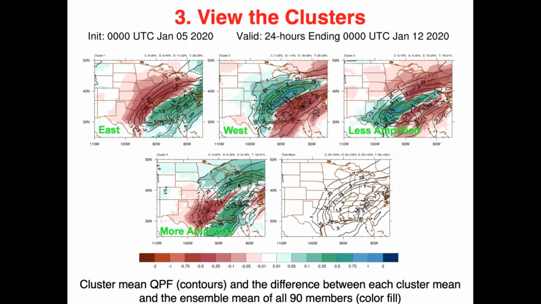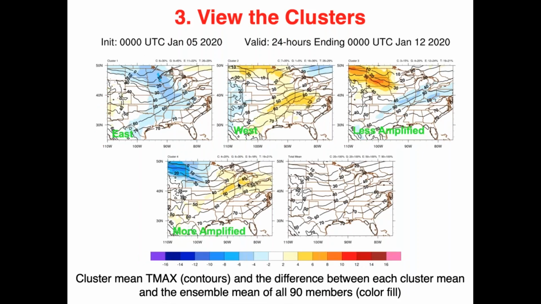So that was the precipitation, and now we can also look at the same thing with temperatures. These are maximum temperatures for Saturday. And again, what's contoured here is the cluster mean for each of the 4 clusters, as well as the total ensemble mean. And then the color shading is the difference between each cluster mean and the total ensemble mean. So again, you can quickly see how that cluster differs from the mean of all 90 ensemble members.